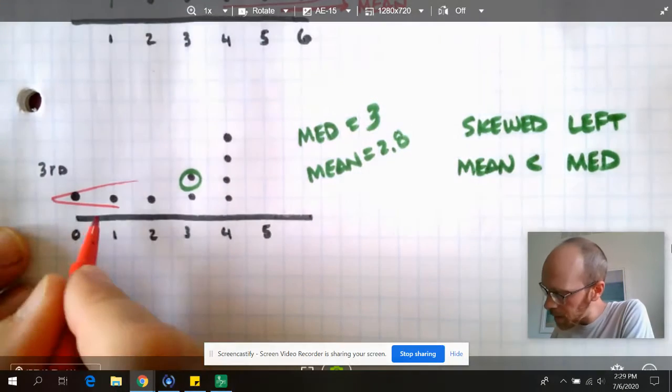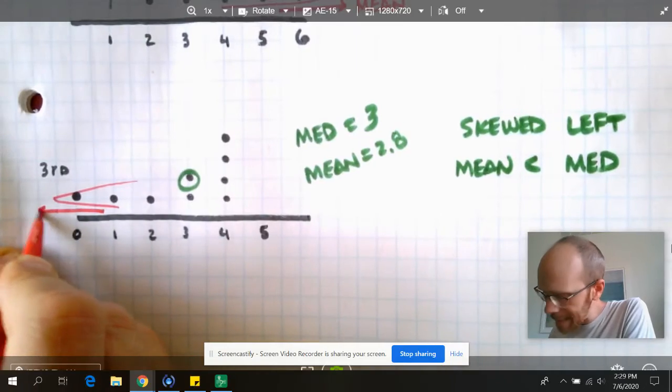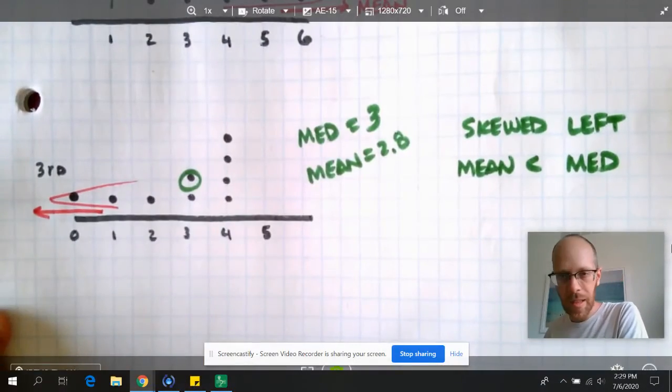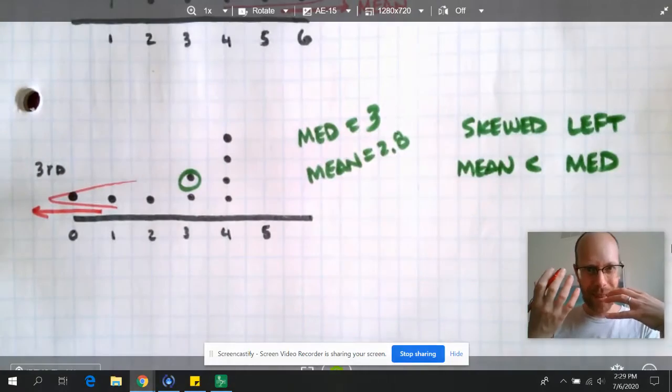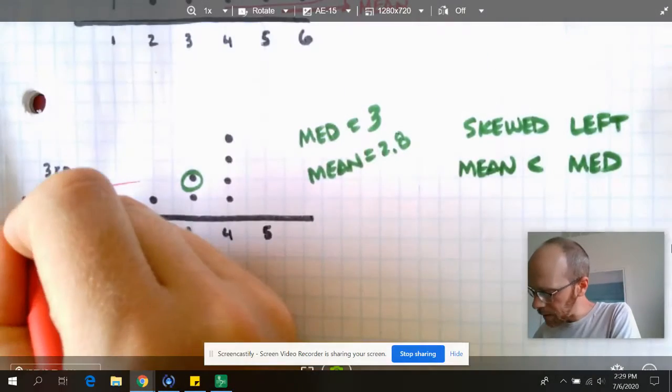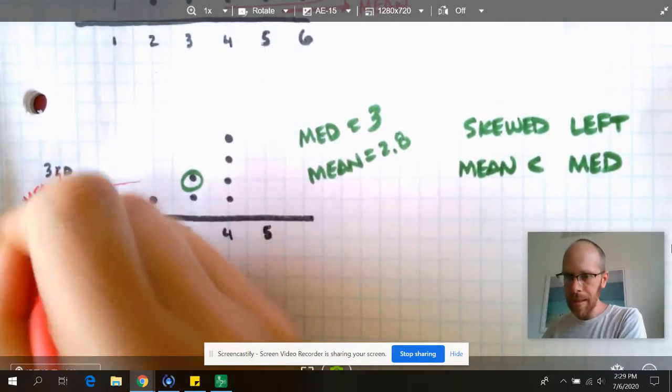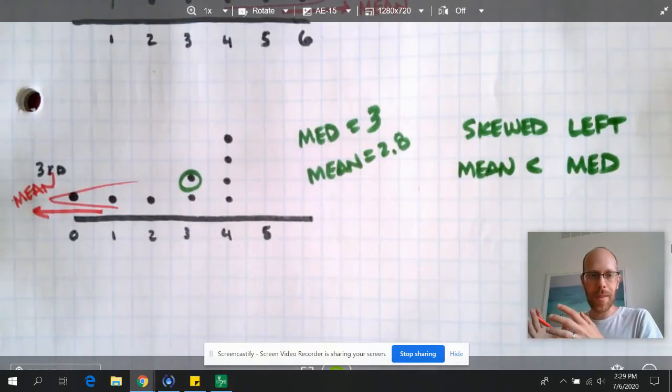This should generally always be true with skewed left distributions. And once again, it's because when you pull on this tail here, when you pull the distribution to the left, it doesn't really affect the median, the middle, but it is going to pull the mean downwards.